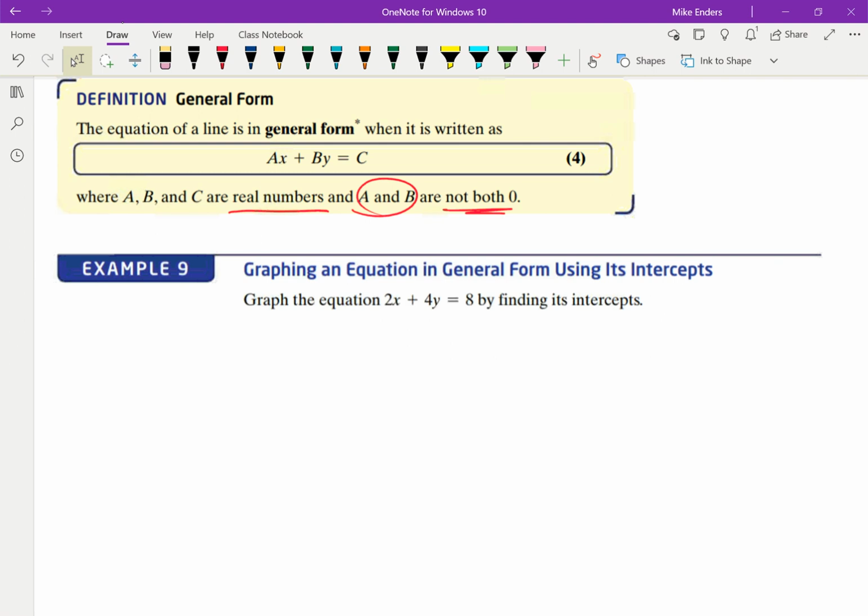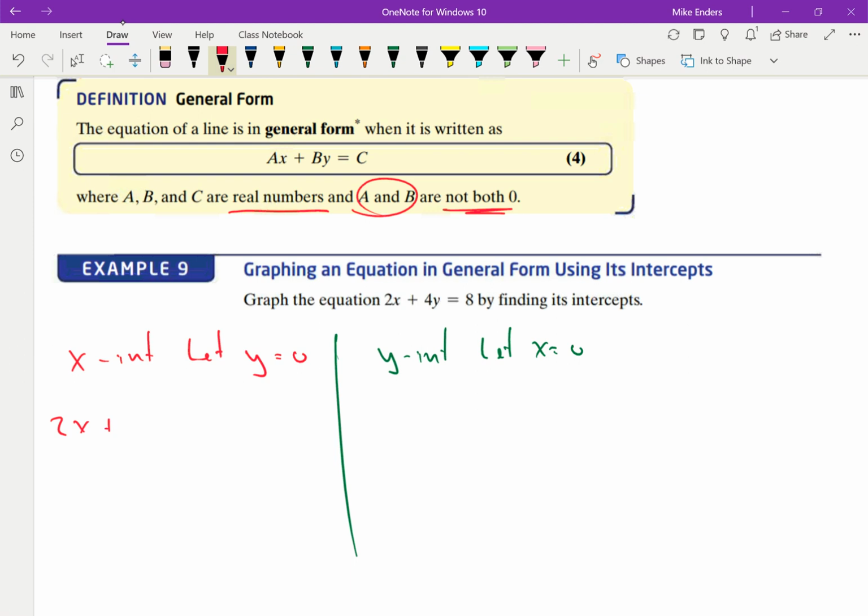Okay? So using its intercepts, going back to something we looked at earlier, to find the x-intercept, we let the y value be 0. And then to find the y-intercept, we said let the x value be 0. So whatever intercept we're trying to find, we're looking for the other variable to be 0. So if I let y be 0, then I've got 2x plus 4 times 0 equals 8. So 4 times 0 is 0. So you just get 2x equals 8. Divide both sides by 2. So x ends up being 4.